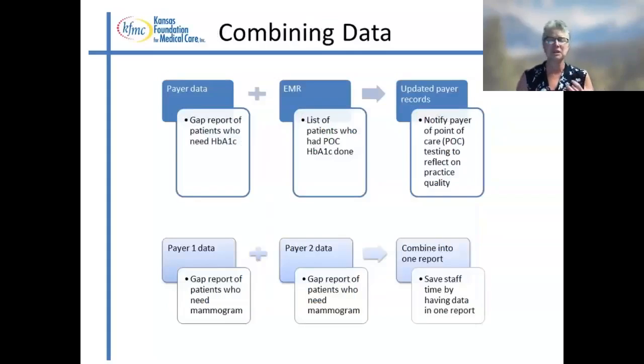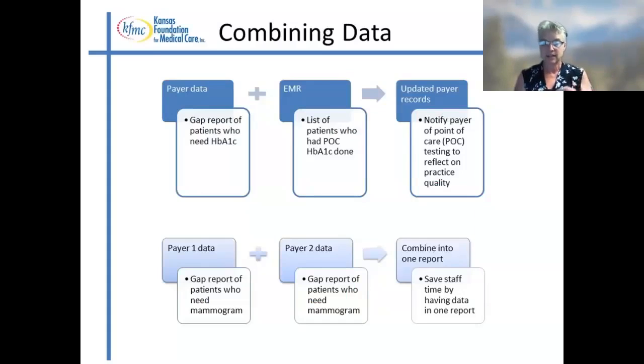So none of your data really should exist in a silo. So here are some examples of how you can combine data sets to better represent the actual work being done in your practice. For instance, you may get a report from a payer with a list of patients who need a hemoglobin A1C level drawn. However, you know that your office offers point-of-care testing for hemoglobin A1C in your clinic for some patients. So you can run a list from your EMR of patients that you did that point-of-care testing on in the time frame that a payer is looking for, and cross-reference that to see if any of the patients are on that payer list as needing that test.